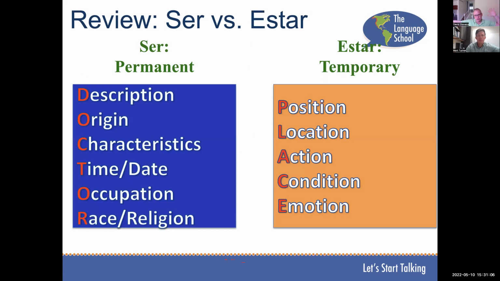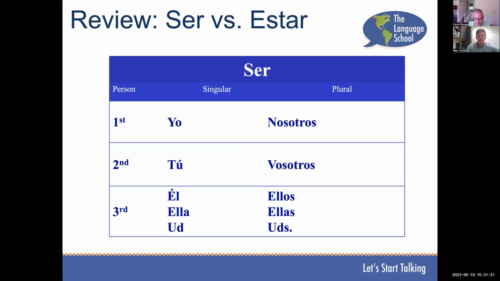Okay, un repaso. Ser y estar. So, typically speaking, ser is for permanent description, permanent states of being represented by the doctor acronym: description, origin, characteristics, time or date, occupation, race and religion. Estar is typically used for more temporary states of being like position, location, action, condition, and emotion. And of course, there's a lot of gray areas in between there, right?